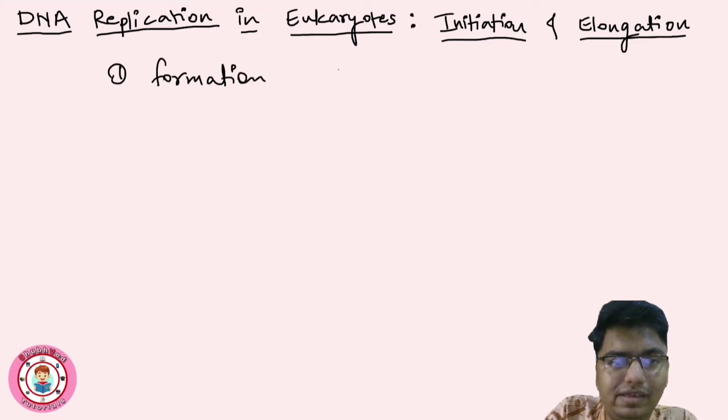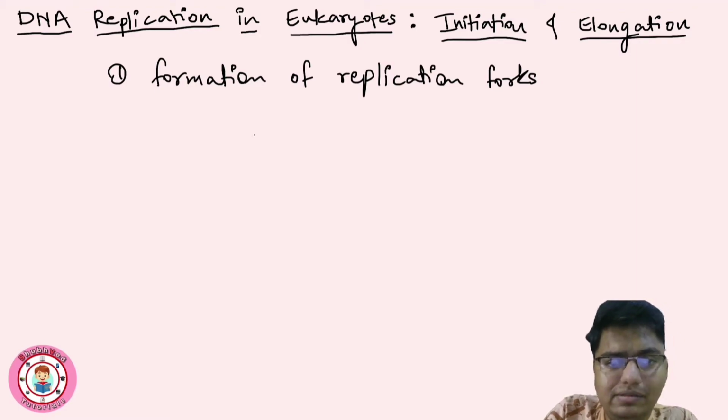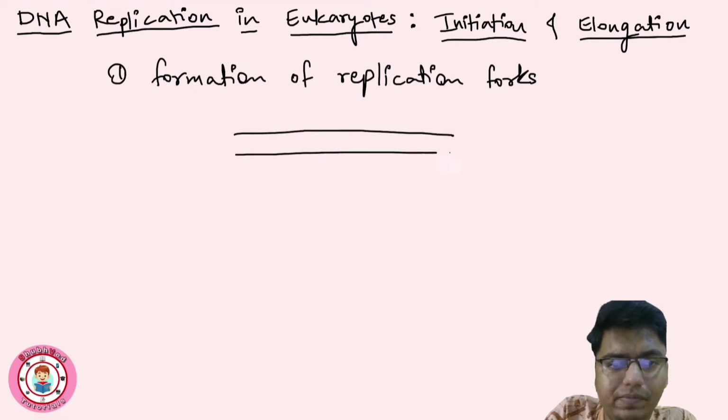We say that replication has started because of the formation of a replication fork, or we can say a bubble, a replication bubble. The structure is first single stranded, right? This is a DNA. This will have a sequence. We know the origin of replication, right?